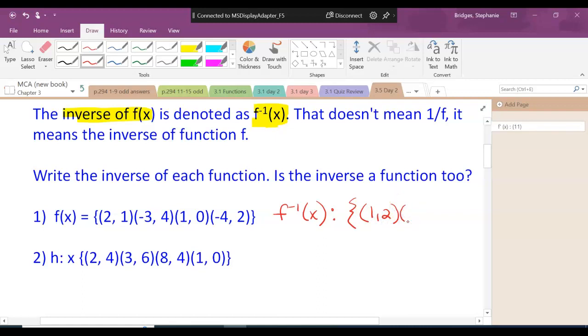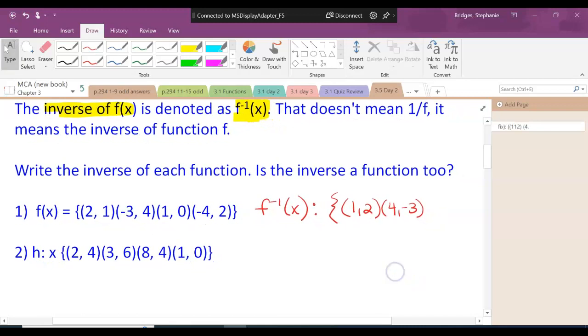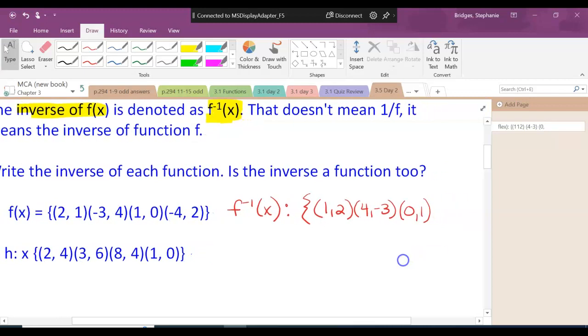And then if the second ordered pair is (-3, 4), it would turn into (4, -3). Yep. If the third one is (1, 0), it would turn into (0, 1). And then the fourth one is (-4, 2), so that's going to turn into (2, -4). Okay, all I did was rewrite the ordered pairs and switch the x's and the y's.